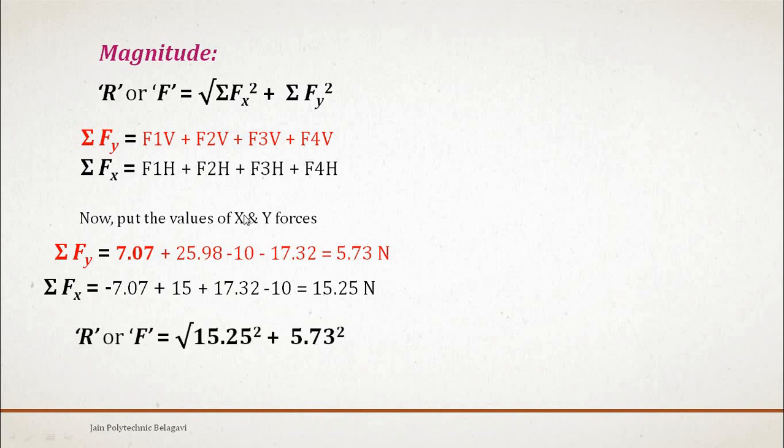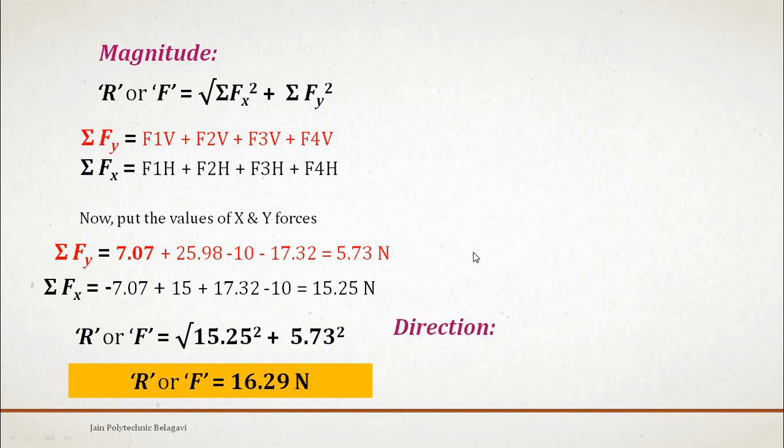So for the resultant, put the values in this formula: the square root of summation Fx squared plus summation Fy squared. Summation Fx is 15.25, squared, plus 5.73 squared. It is going to give you the resultant of all the forces acting in the concurrent system. So it is going to be 16.29 Newton.